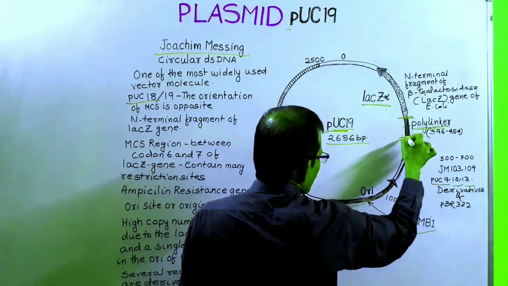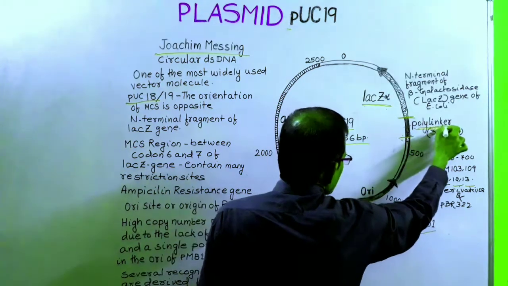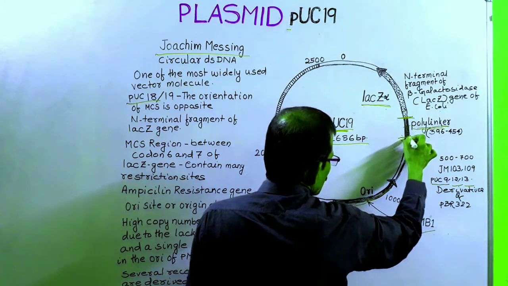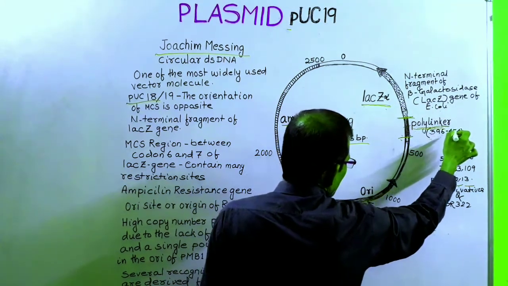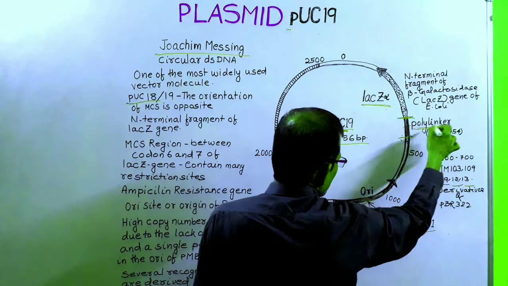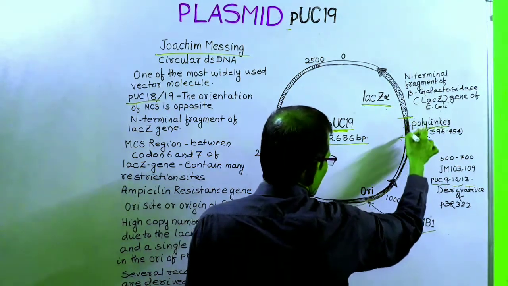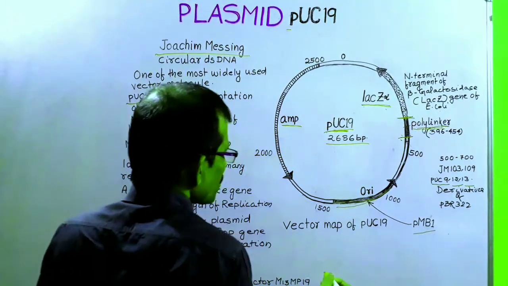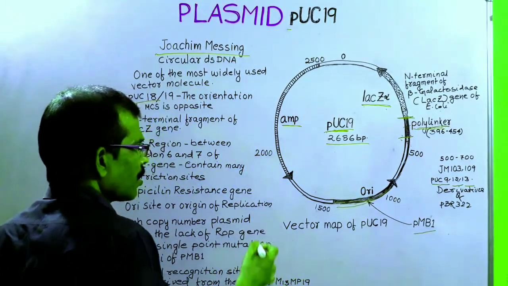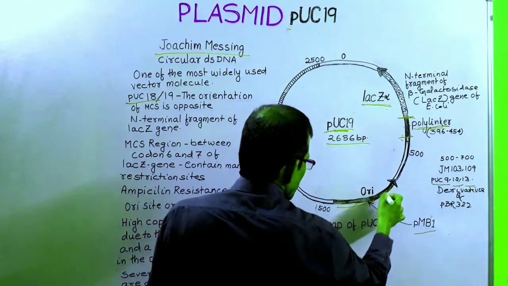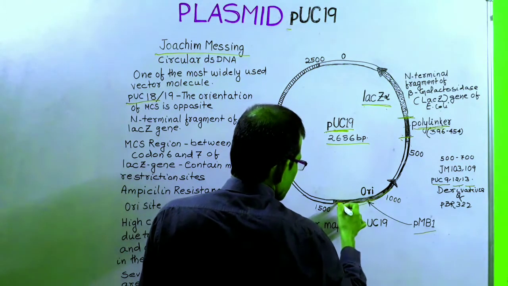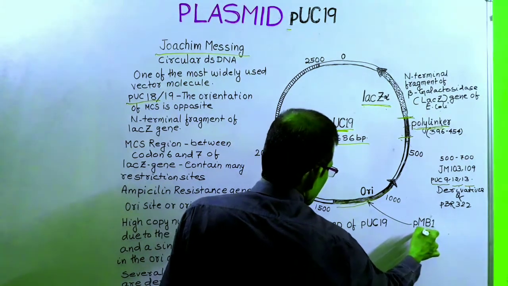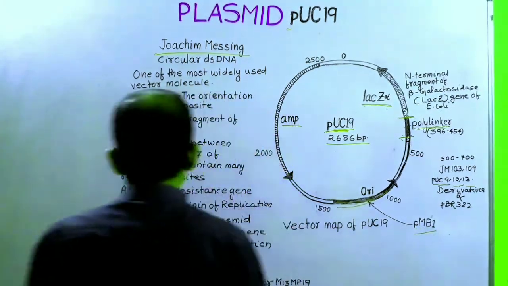Within the lacZ-alpha gene, a polylinker sequence has been inserted. This is the polylinker sequence, which is also known as the multiple cloning site. This polylinker sequence contains several restriction sites. Like other plasmid cloning vectors, pUC19 also contains an origin of replication that is derived from another plasmid vector known as pMB1.